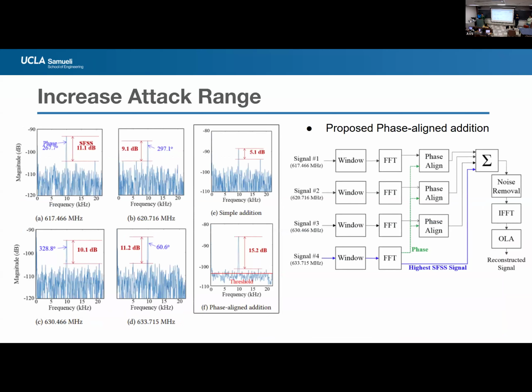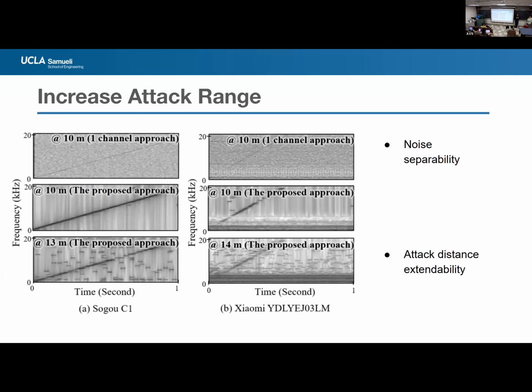The researcher also proposed a method to increase the range. They essentially take all the signals and choose the strongest signal, then align the phase of the smaller strength signals, and combine them rather than doing a simple addition. They found that this could increase the range a lot. And this is the result that they found.